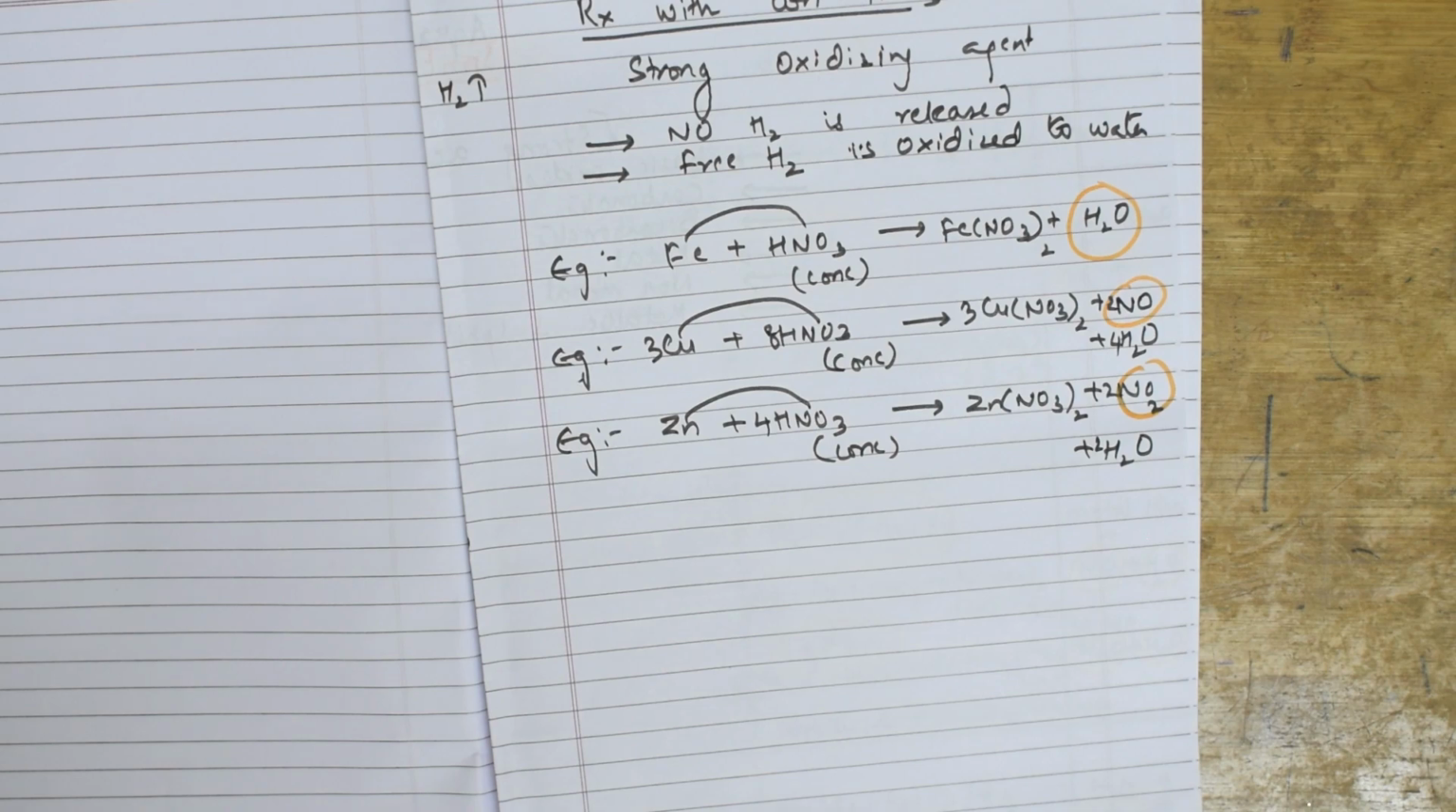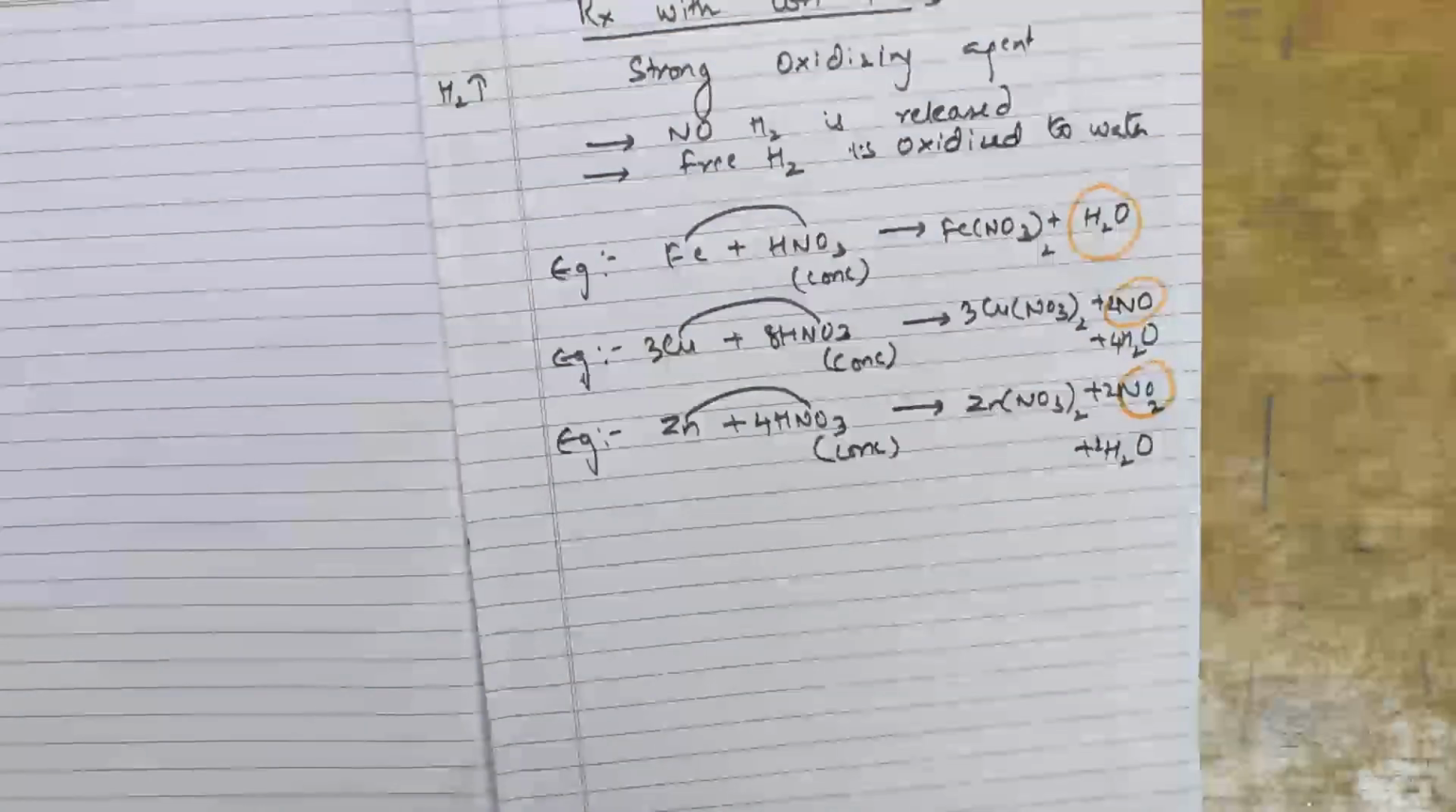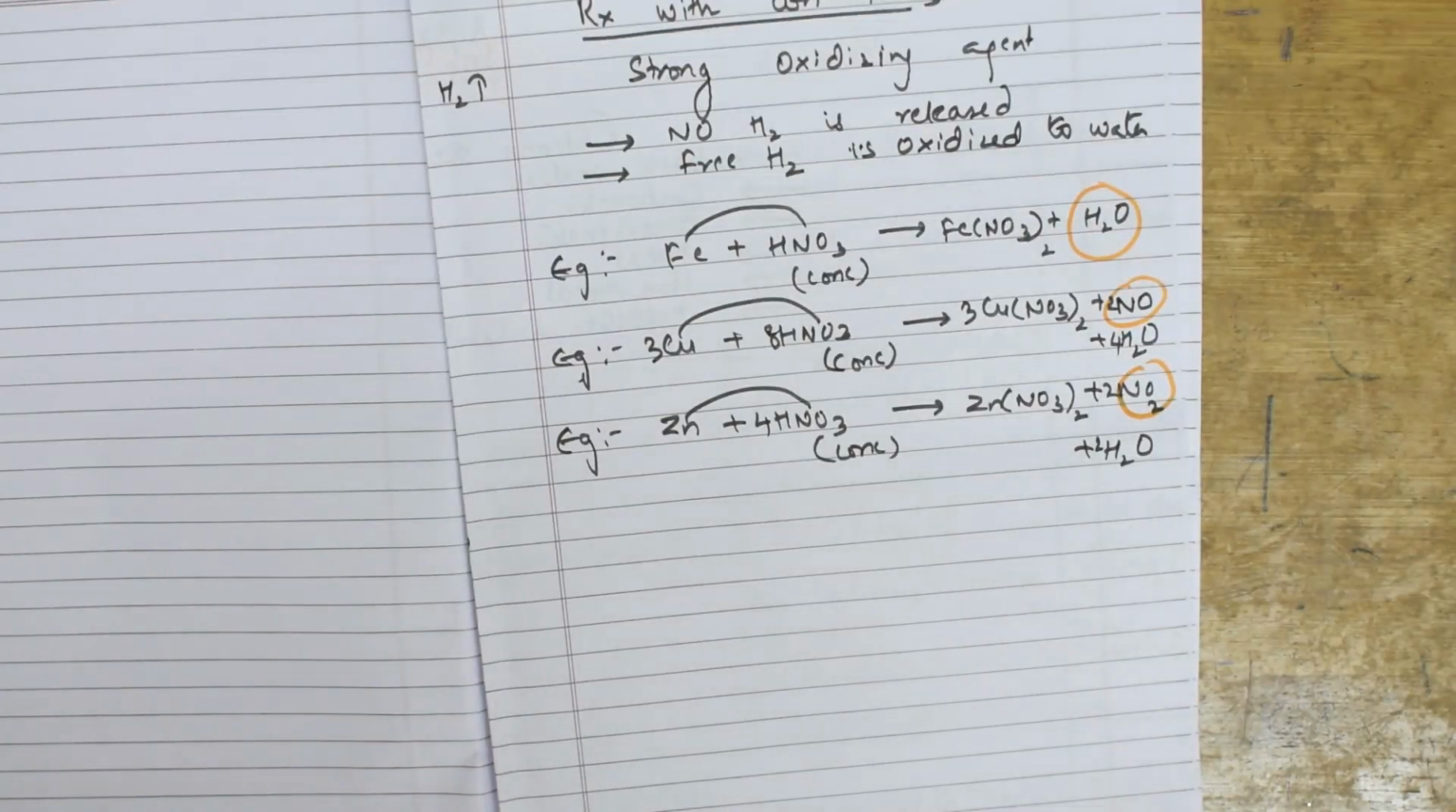Yes, students? Yes. Now let me start with one more. Basically we have done dilute, we have done concentrated. Now let's start with the next variety of reactions, that is reactions with metal carbonates or reactions with basic oxides. That will be better, right?